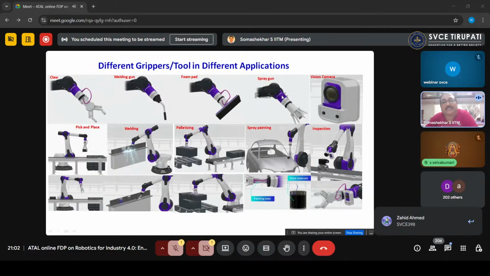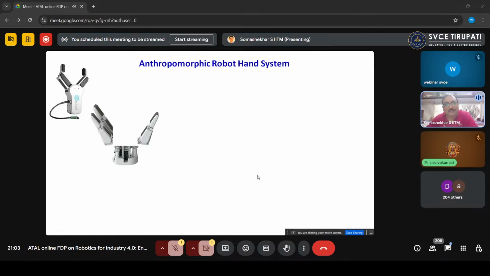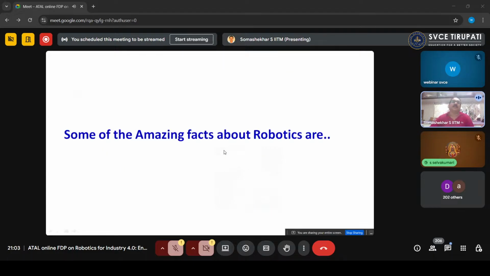You will see in all the cases, friends, irrespective of the application, a robot is a multifunctional manipulator, programmable, reprogrammable. Whatever you attach to the end of the arm, it will do its purpose, whether it is pick and place, or welding, or spray painting, or vision, whatever it is. You will see now different types of delta robots to handle the different types of work parts in the industry, or anthropomorphic hands like 2 finger, 3 finger, 4 finger, and 5 finger hands.